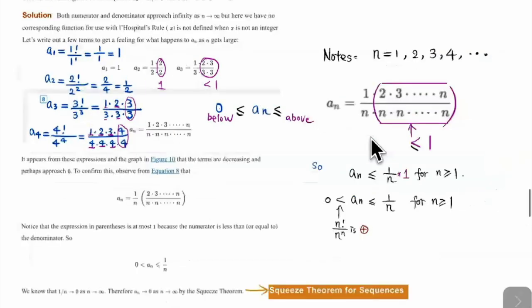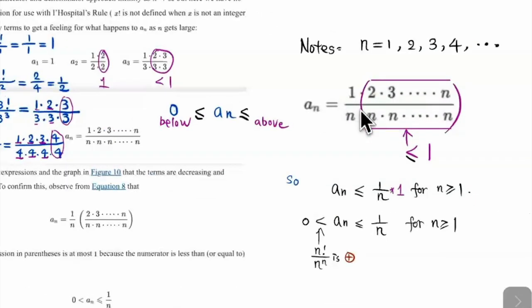Okay, let's take a look here. N factorial is 1 times 2 times 3 all the way to n. N to the n here will be n times itself n times. Now, I'm going to leave this one, 1 over n, alone, set it aside, and just group the remaining part together. And I claim that this part here is less than or equal to 1. Can you tell me why? Why is this less than or equal to 1?